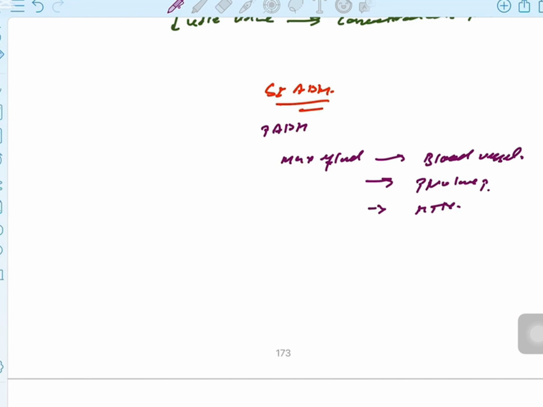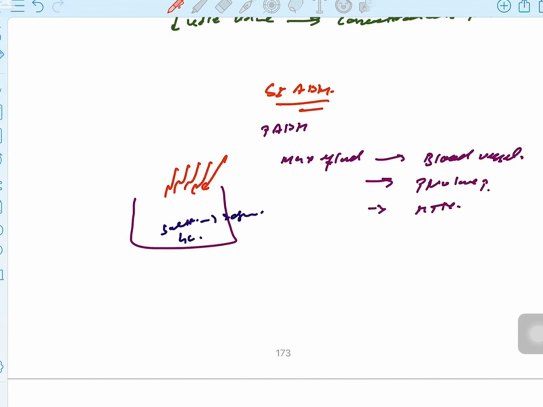Now, guys, just take an example. We know that this is a normal solution, and in this solution there is also salt present. Just take 4 liters of fluid and 20 grams of salt. And if in this solution only water is coming, then what is going to happen? Is the salt concentration decreasing or not? The salt concentration is decreasing. The same is going to happen in the case of SIADH.